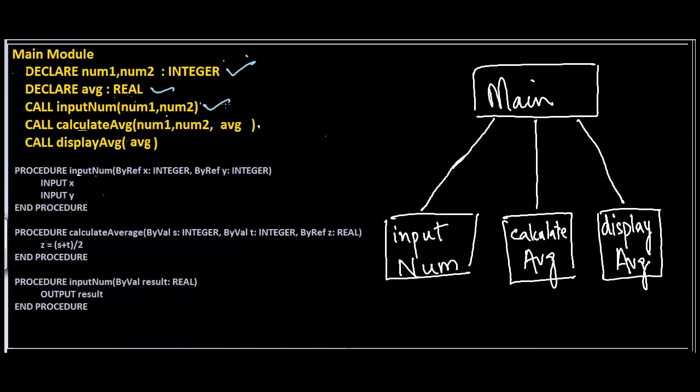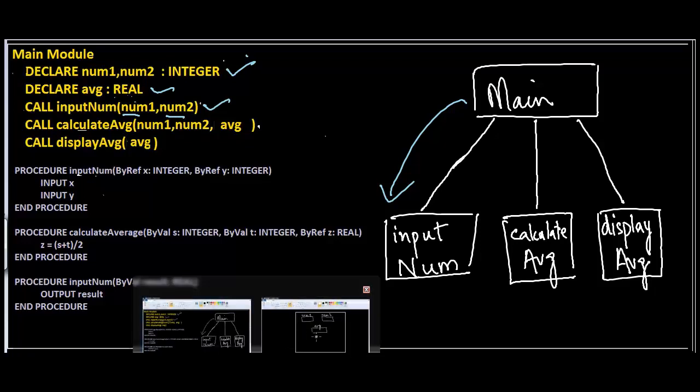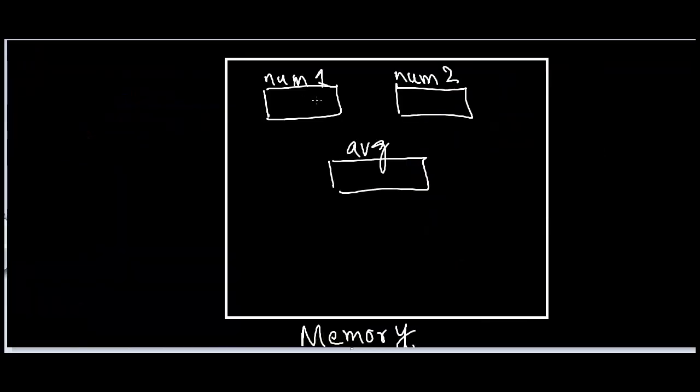Now this procedure call is made, call input num. When this procedure call is made, two parameters, num1 and num2, are being passed. Let's quickly take a look at our memory. Do num1 and num2 have any value inside of them right now?